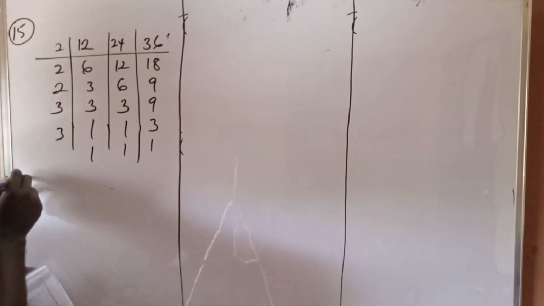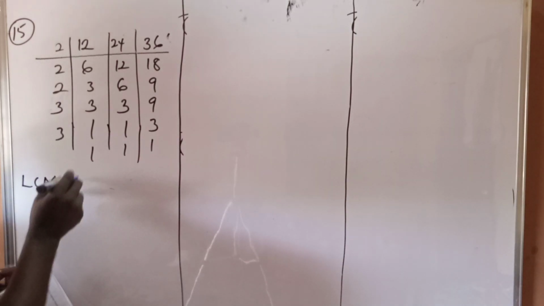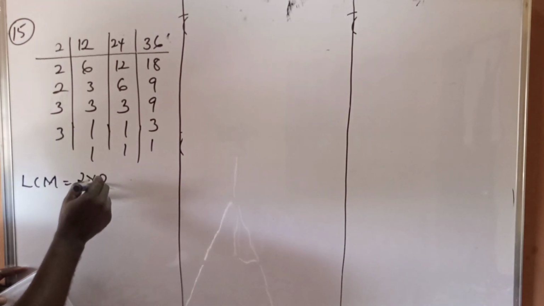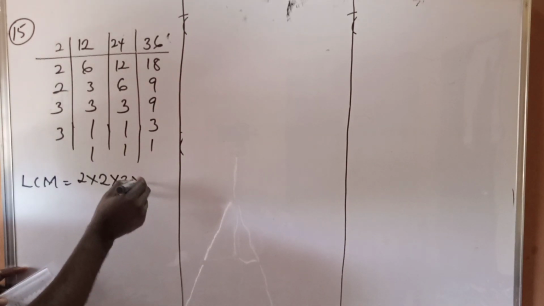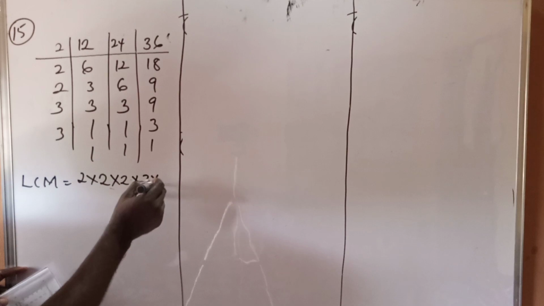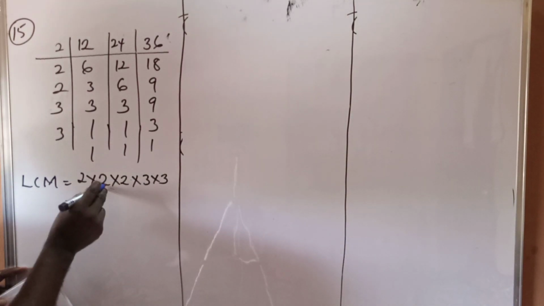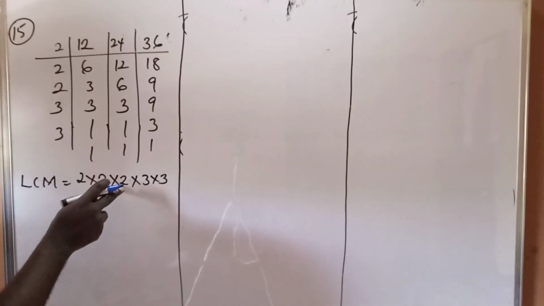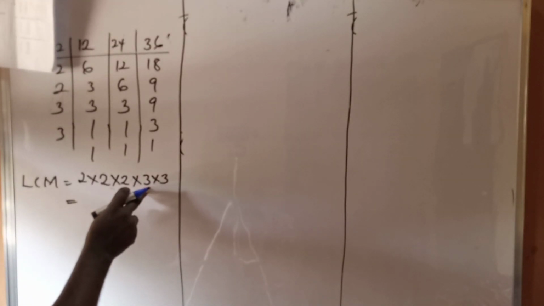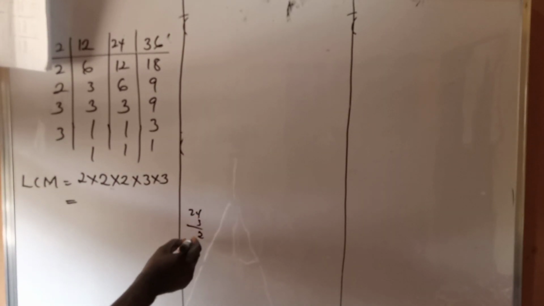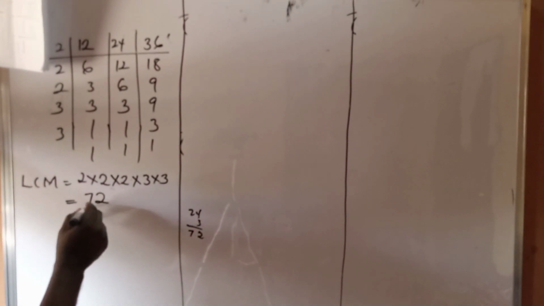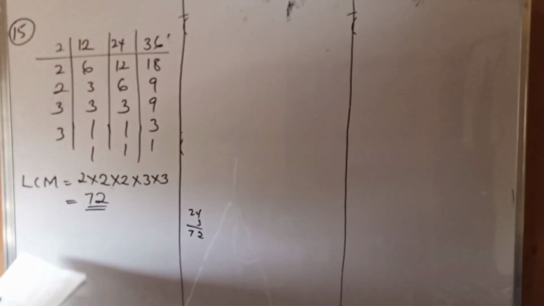So the LCM will then be 2 multiplied by 2, multiplied by 2, multiplied by 3, multiplied by 3. So that is 2 times 2, 4, times 2, 8. 8 times 3, 24. 24 times 3, that's 12, 6, and 72. That gives us 72. Answer is 72.